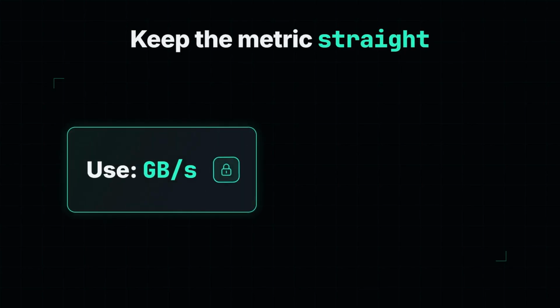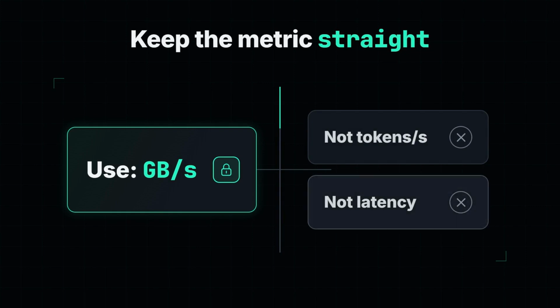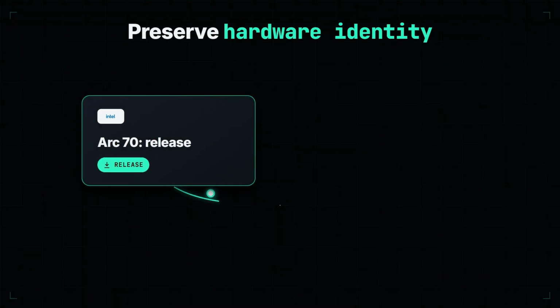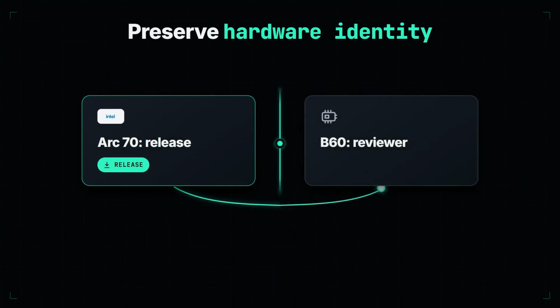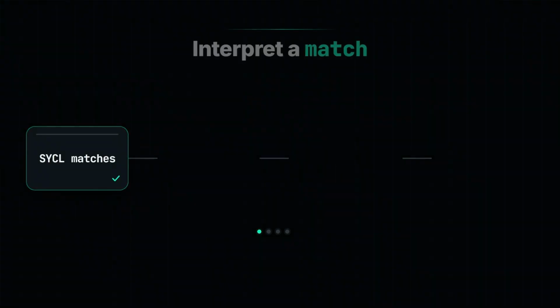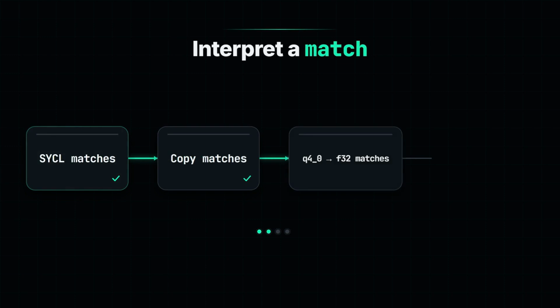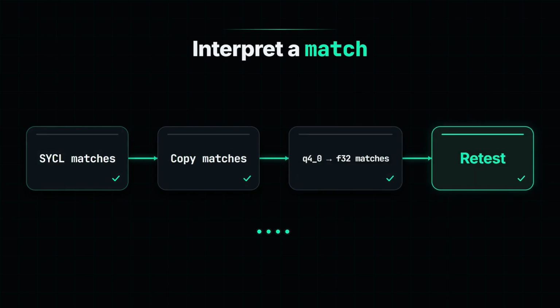Fourth, measure copy throughput in gigabytes per second. Do not replace it with text generation speed or total waiting time. Fifth, record the hardware. arc70 supports the release numbers. B60 is a separate reviewer-reported check. If SYCL, the copy operation, and Q40 to F32 all match, retest. This release says the old result may be obsolete.